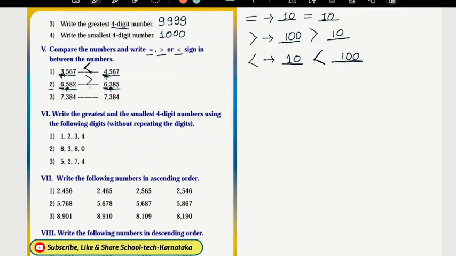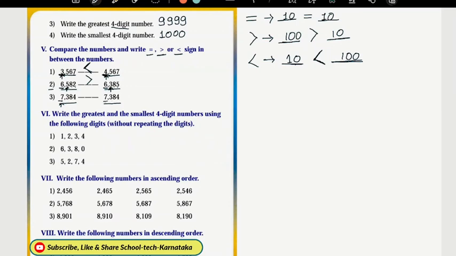This is greater than. So now we have 6,582 is greater than 6,385. Our last example is 7,384 and 7,384. Let's begin from the thousands place. We have 7 here and 7 here.